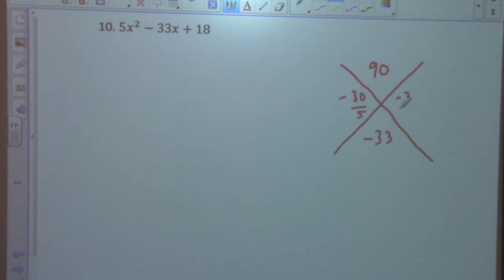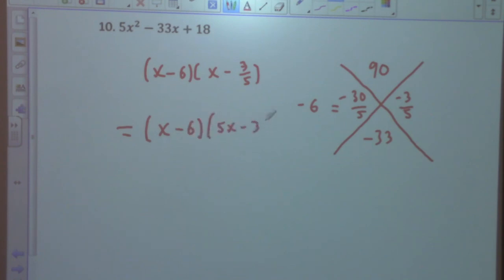Divide by how much? And so on the left you get negative 6, right? And so you have here x minus 6, then also x minus 3/5. And so what do we do next? Boom, boom. x minus 6, 5x minus bottoms up. So is that it? Yeah, that's it. Wow. Awesome. Great.